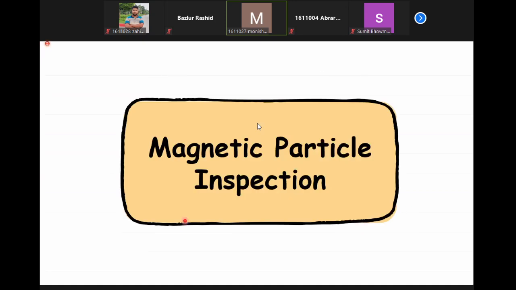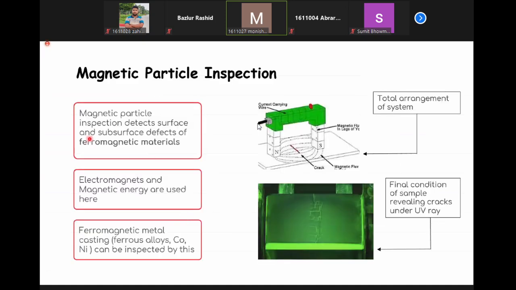The third one is magnetic particle inspection. This process can inspect both surface and subsurface defects, and electromagnets are used here. It can detect defects in castings like ferrous alloys, cobalt, and nickel. This is the arrangement of the total system, and finally we get a picture like this under UV, revealing cracks.